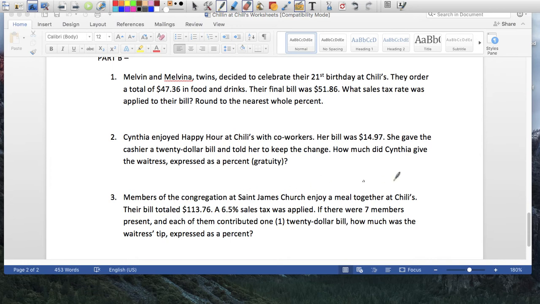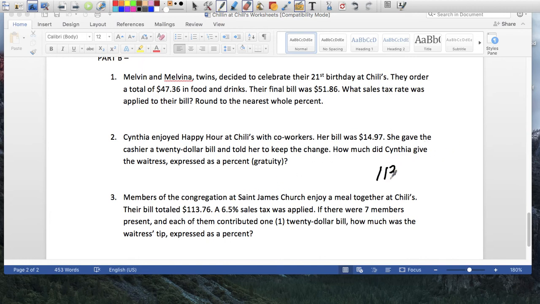Enjoy, blah blah blah. Their bill totaled 113.76. A 6.5% sales tax was applied. There were 7 members present, and each of them contributed one $20 bill, which means 140. How much was the waitress tip? Hang on a second. So I don't think 113.76 already has a sales tax, so we have to find out what the sales tax is.